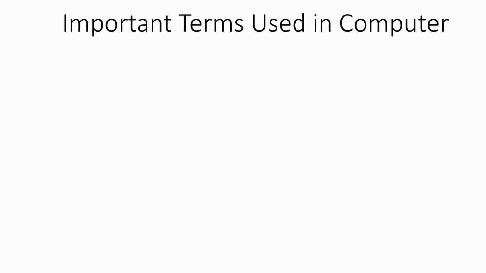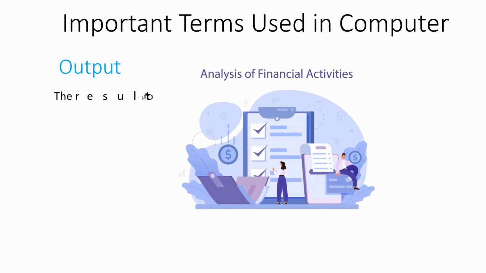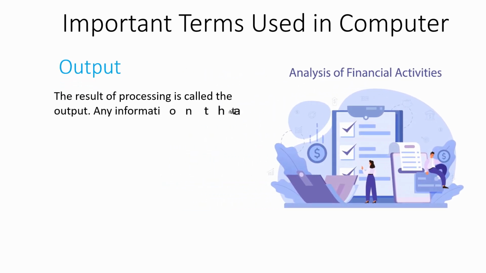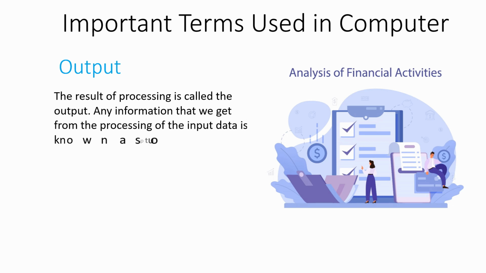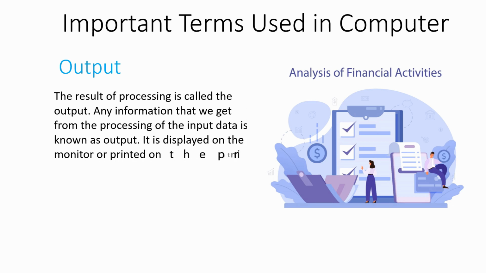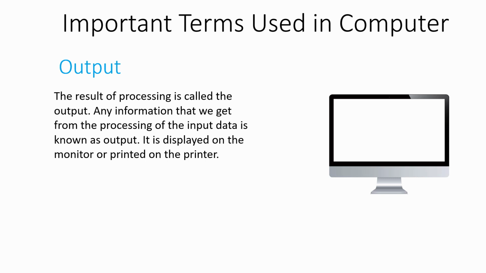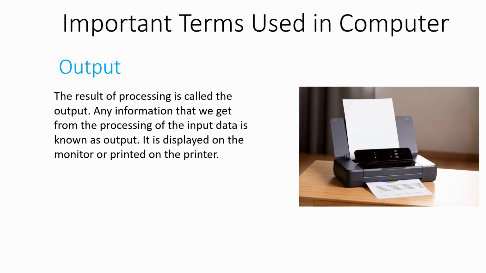Another important term is the output. Output is the result of processing that we get when the input data is processed by the CPU. Any information that we get after processing the input data is known as the output. The output is displayed on the monitor. It can be printed on the paper with the help of printer as well. So it is obtained after processing the input data or any instruction.